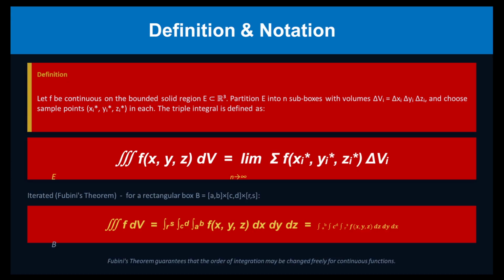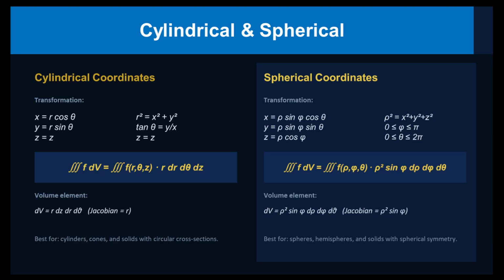For example, we can use dx, dy, and dz, or dy, dz, or dx. Any order can be used if it makes the problem easier. So Fubini's theorem gives flexibility in solving problems. And next slide, cylindrical and spherical coordinates. Now let's discuss the cylindrical and spherical coordinates.